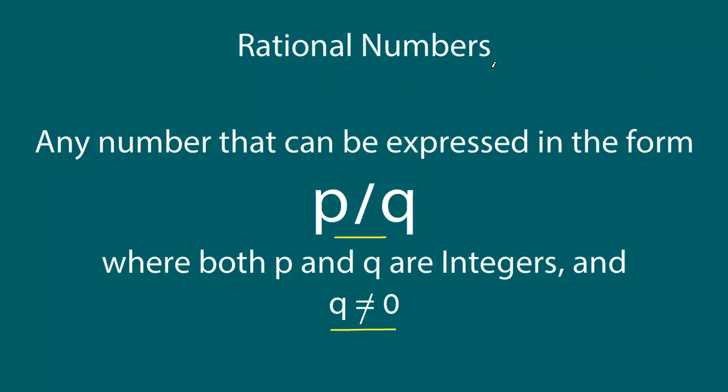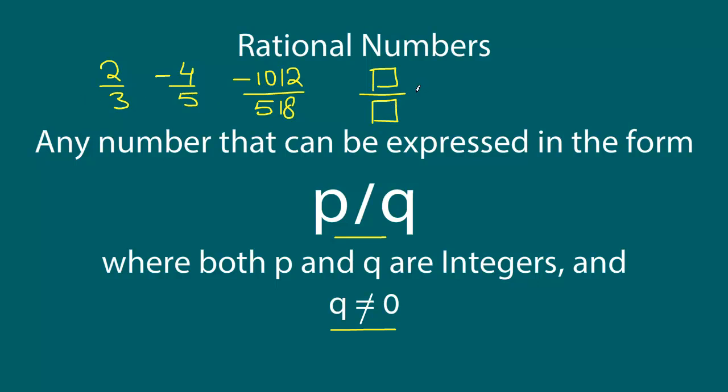We have seen that rational numbers are numbers such as 2 over 3, minus 4 over 5, minus 1002 over 518. I'm just randomly writing some numbers. All I'm trying to do is write an integer in the numerator, and in the denominator an integer which is not equal to 0. So all of these numbers are rational numbers, and there are infinitely many rational numbers.